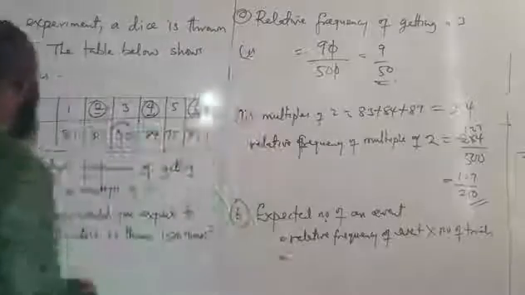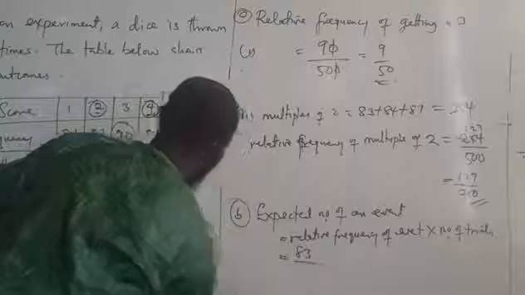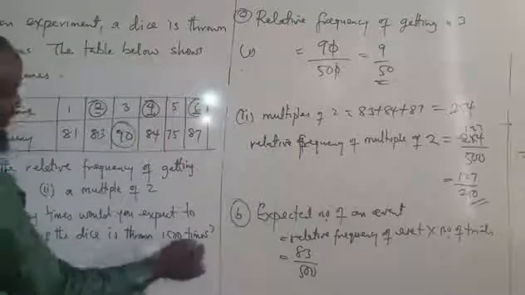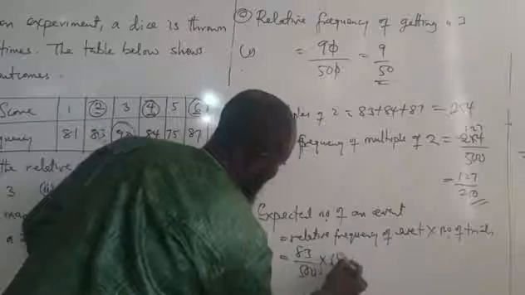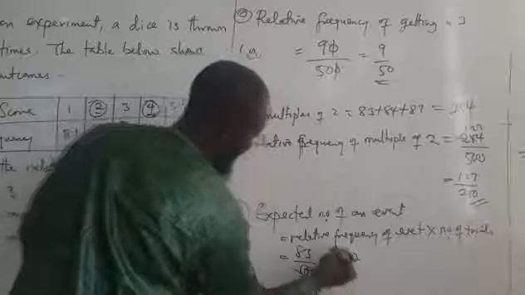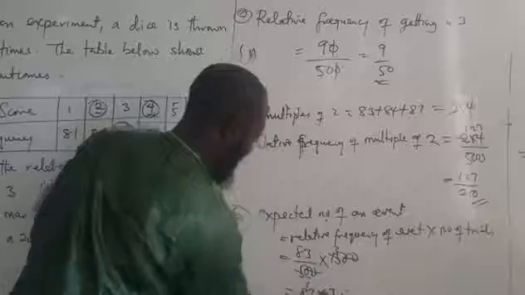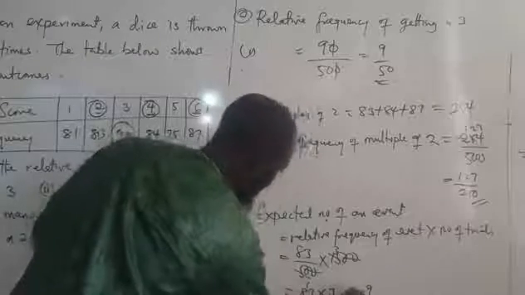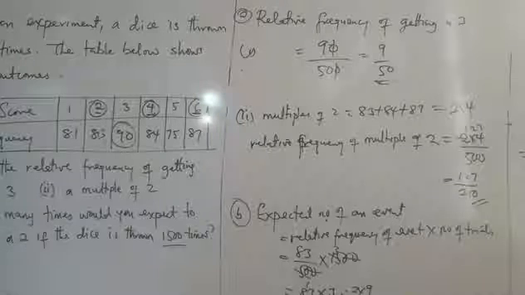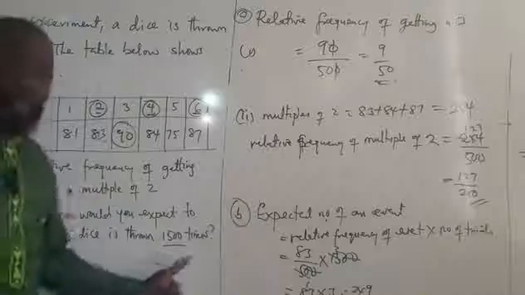So in this case, the relative frequency of 2 will be what? 83 divided by what? 500. Multiplied by how many trials? 1,500. Then we cancel 0, cancel 0. 5 here 1, 5 here what? 3. That is 83 multiplied by what? 3. So that gives 249. So that means that 2 will appear 249 times if the dice is thrown 1,500 times.